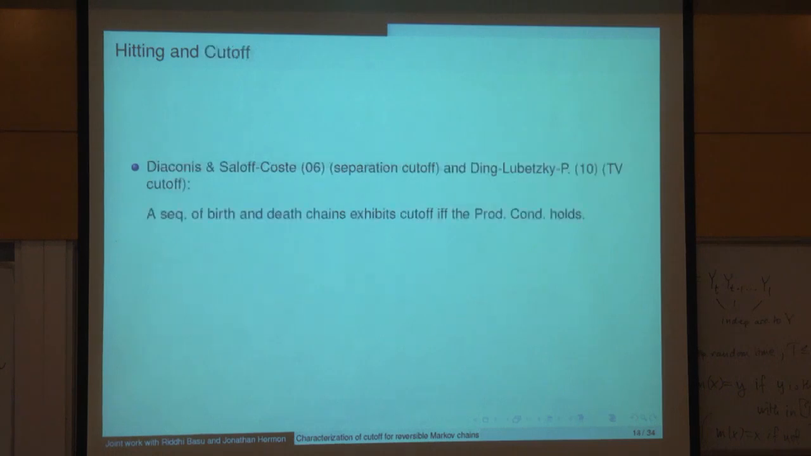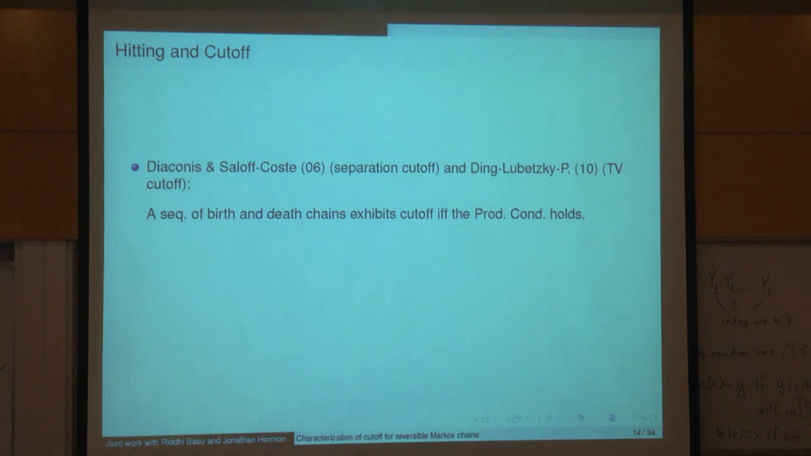So one prototype case that partly motivated this work is the case of birth and death chains. You have a path of length n, and the birth and death chain is just a Markov chain where you can either stay in place or go one to the right or one to the left. To avoid periodicity, let's think of lazy chains. One could also think of continuous time chains.